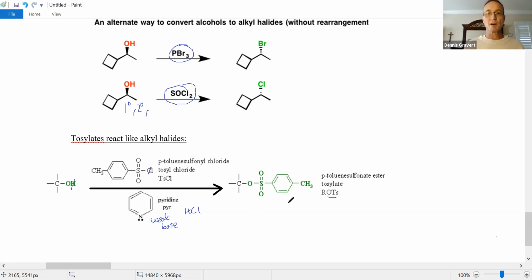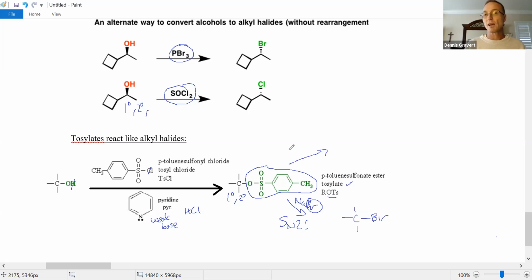What can you do with this? Well, if you still want a halide, then add NaBr or NaCl, and then you can do an SN2 reaction, as long as this is primary or secondary. And then everywhere you have the tosylate group, that gets switched with your nucleophile. So that'd be another way to make an alkyl halide.